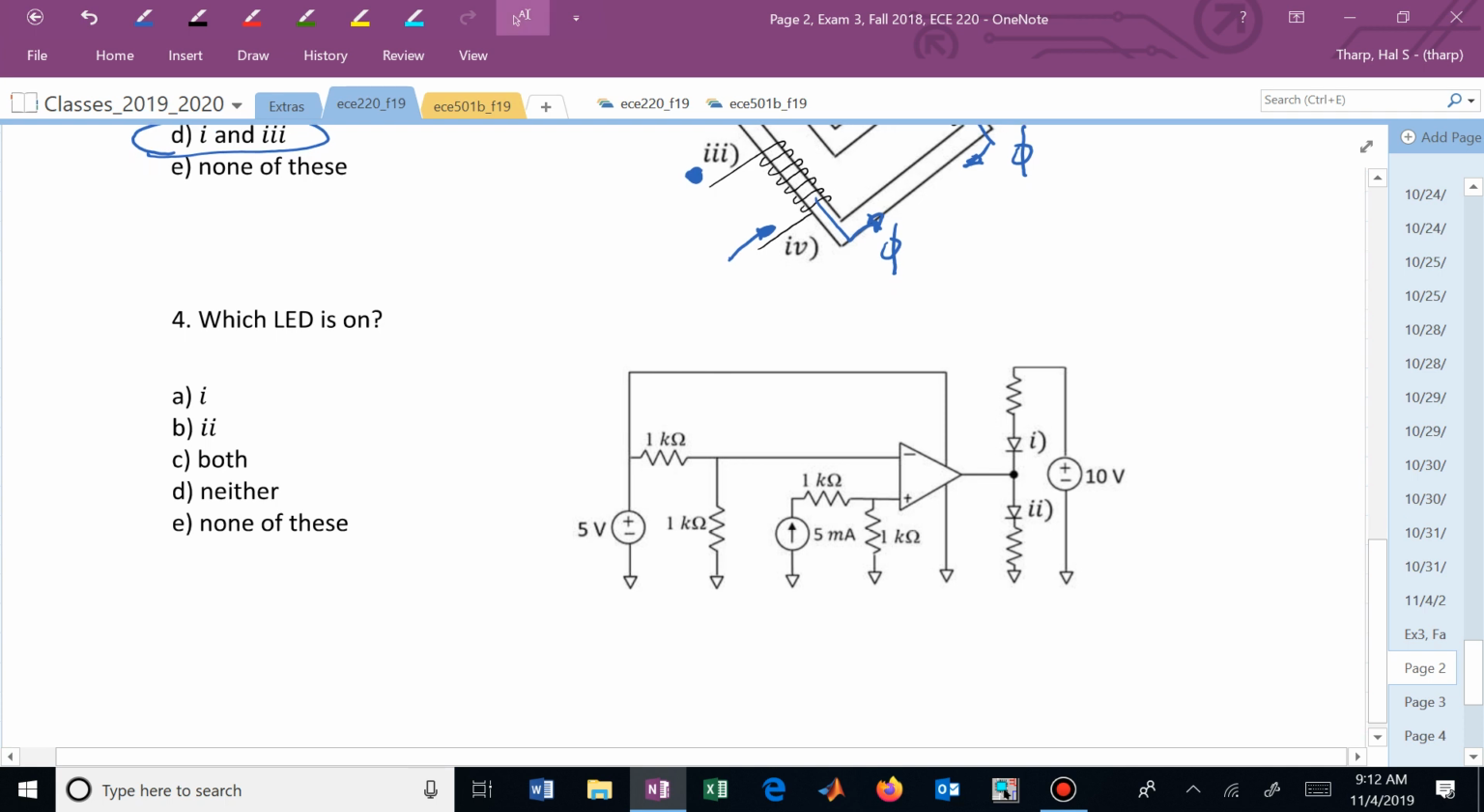Which LED is on? All of our LEDs have to be on Thursday, right? They all have to be burning brightly. All of our bulbs in between the ears have to be on.